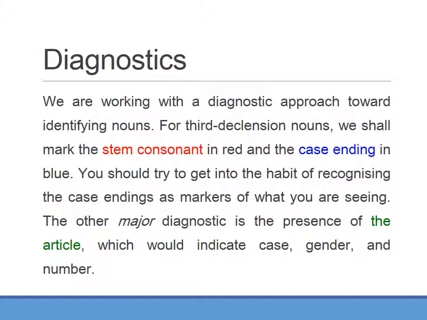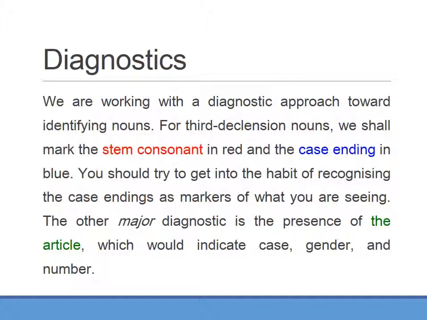Let's talk a little bit about the diagnostics for third declension nouns. We are working with a diagnostic approach towards identifying Greek words. For the third declension nouns, we are going to mark the stem consonant in red and the case ending in blue. You should try to get into the habit of recognizing the case endings as markers of what you are seeing. The other major diagnostic is the presence of the article, if it's present.